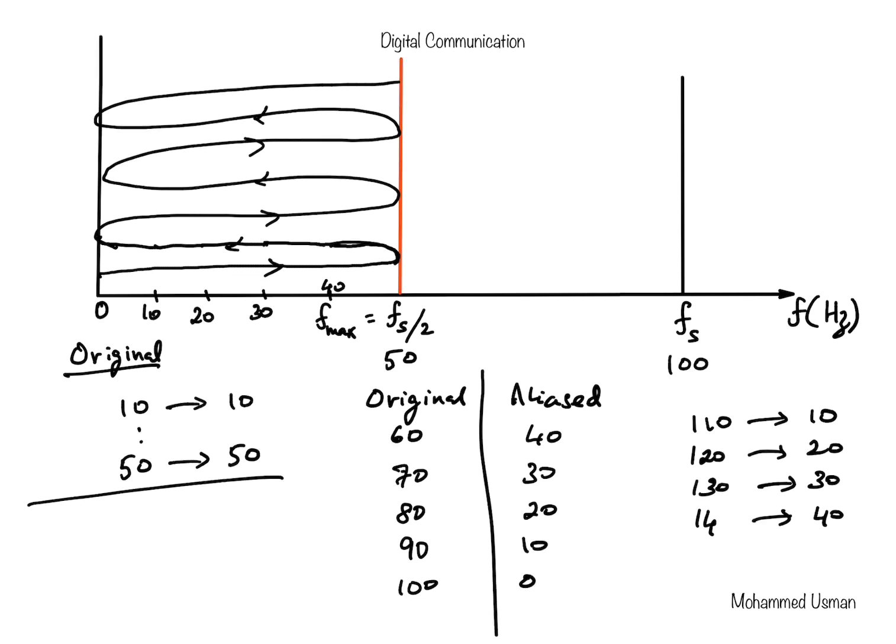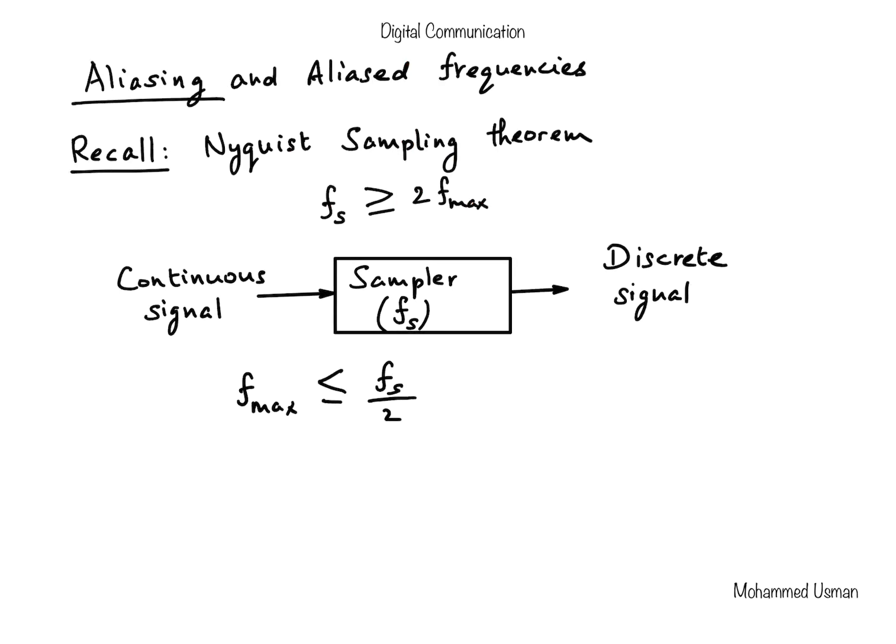So aliasing is a big problem. To avoid that, what we do in practice, when we have a system where the sampling rate is fixed, is put a filter in front of the sampler, which we call a band limiting filter or an anti-aliasing filter, where the filter would not allow any frequency greater than fs by 2 to enter the sampling system.